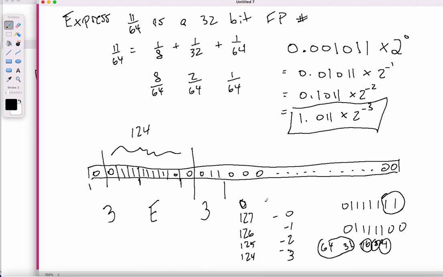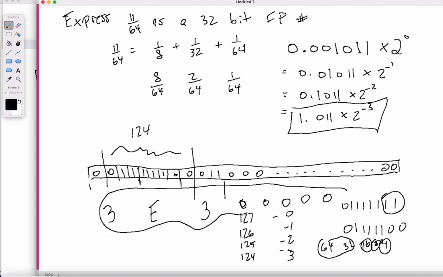So there's a 0, 0, 0, 1, 2, 3, 4, 5, 6, 7, 8. So the answer in hex would be that right there. Okay?